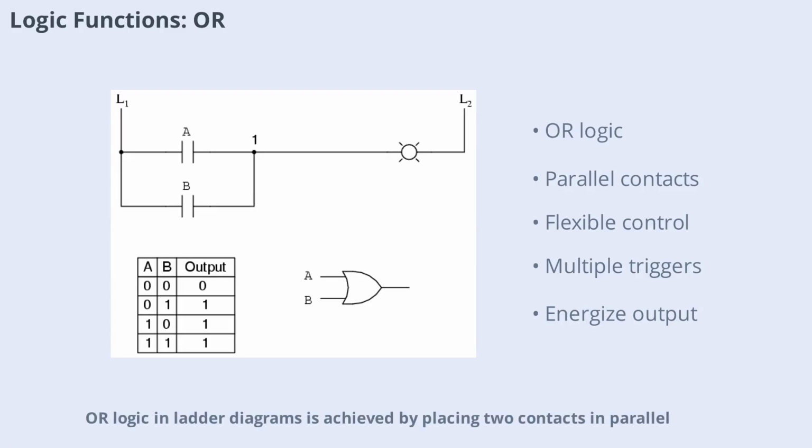Or logic in ladder diagrams is achieved by placing two contacts in parallel. The output coil is energized if either contact is closed, providing at least one path for current. This logic is used when multiple conditions can trigger an action, offering flexibility in control systems.